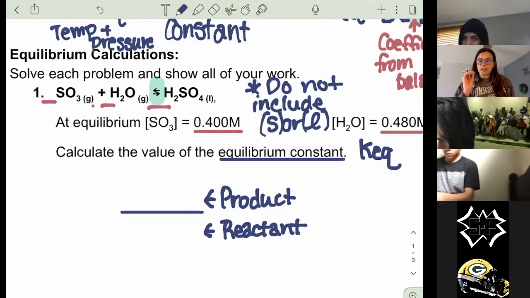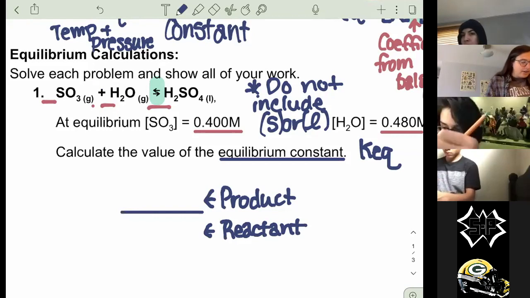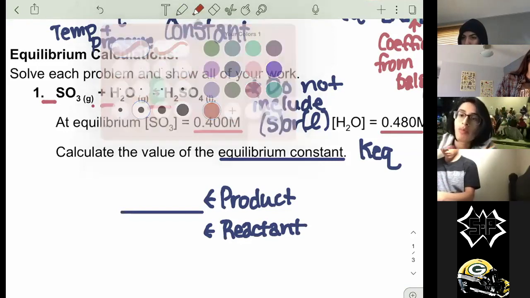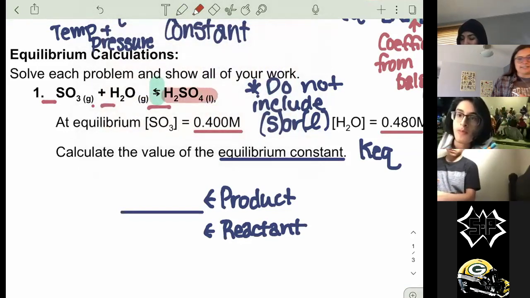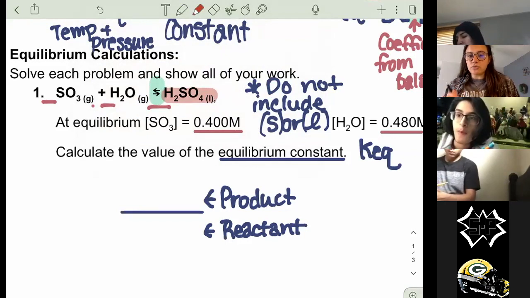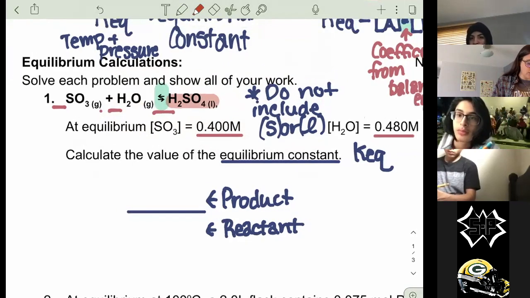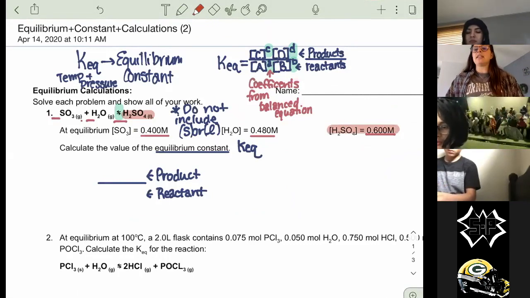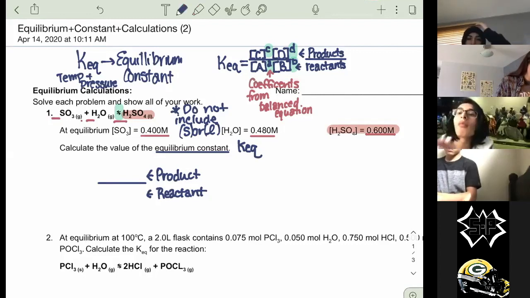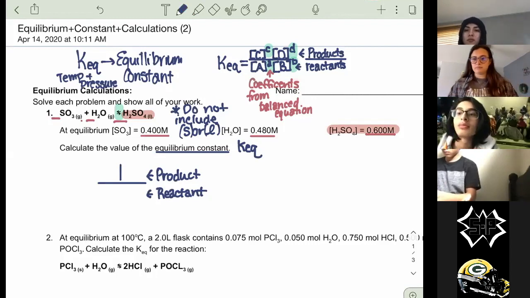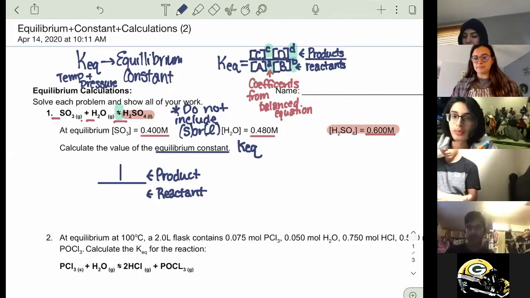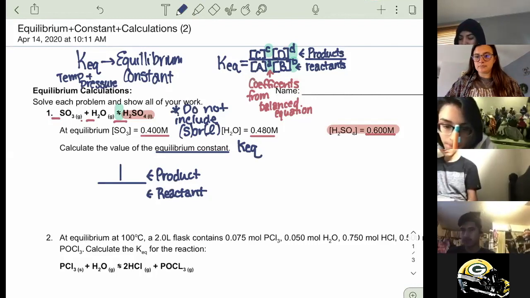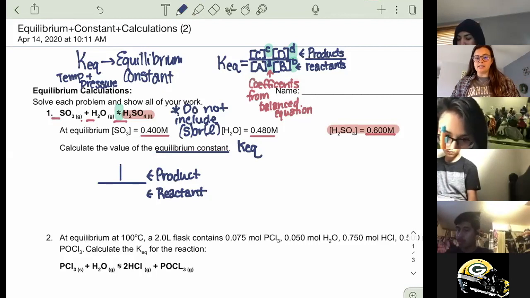If I look at this problem, I would look at my product concentration. My product is sulfuric acid. Yes, I do give you the concentration for sulfuric acid, but if you notice, it is a liquid, meaning that I do not include its concentration in the equation. Because there are no other products, we simply put a 1. Do we see why? It's because it's a liquid.